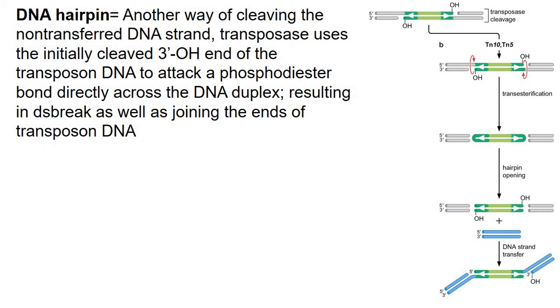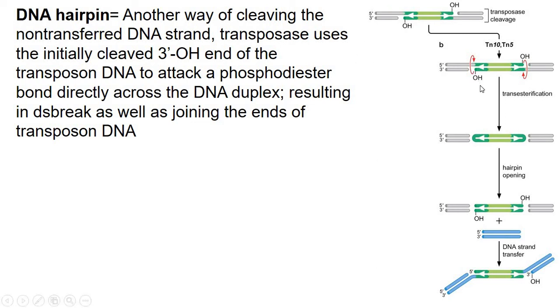Okay, we talked about how in Tn5 transposable elements, the TnsA protein is the one that makes the 5' end cut. There's another mechanism where it doesn't require any separate enzyme to make the 5' end cut. The hydroxyl group itself makes the cut. This is called DNA hairpin cleaving, another way of cleaving the non-transferred DNA strand. It's called non-transferred because the 3' ends are usually the first to attack the new DNA strand.